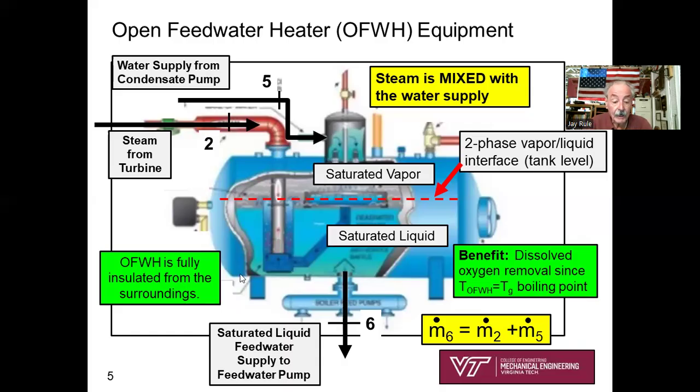Also, the open feed water heater for our model is going to be fully insulated from the surroundings. So we've got a big jacket of insulation fully surrounding this cylindrical vessel. So we're going to say Q dot is 0. Okay, recognize that m dot 6, here's the statement of the continuity equation. m dot 6, what's coming out of the tank, must exactly equal what's coming into the tank, m dot 2 plus m dot 5, because we're operating steady state, steady flow, 2 inlets and 1 outlet.